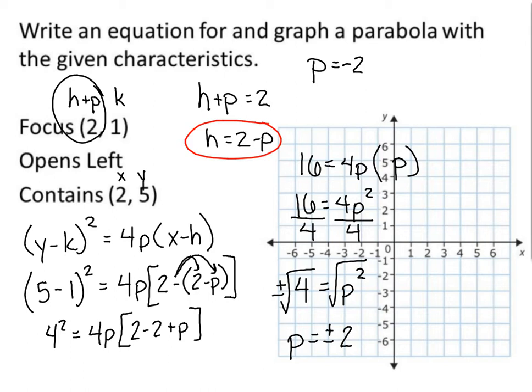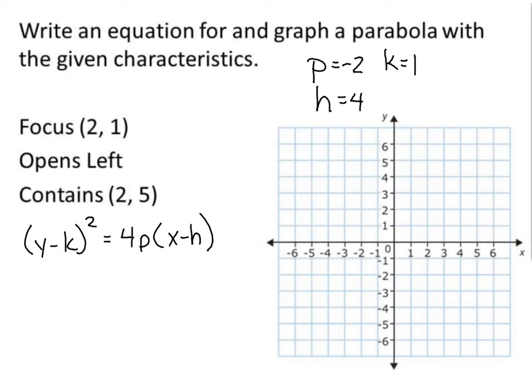If we substitute that back in for our h to find our h value, if p is negative 2, this is going to be 2 minus negative 2, or h is equal to 4. We already knew that our k value is 1. So let's substitute this back in and find our equation. So the equation for our parabola is going to be y minus 1 squared is equal to negative 8 times x minus 4.